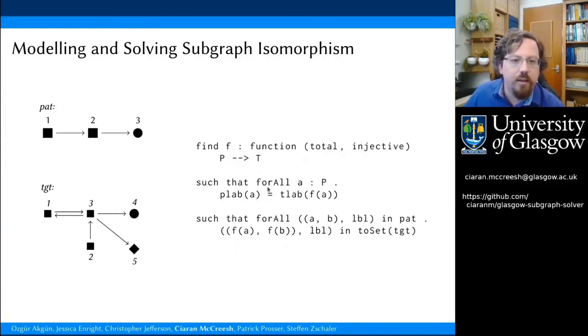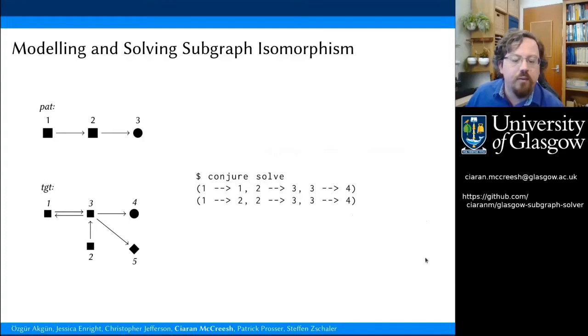And then we're looking to find a mapping, so a function, which is total, so every vertex has to be mapped. And it needs to be injective, so we can't use the same vertex twice, from the pattern graph to the target graph, such that labels are respected, and such that for every edge with a label in the pattern graph, the corresponding edge with the correct label is present inside the target graph. And we can solve this, and we find there are two solutions to this particular instance. So we can go 1, 3, 4, or we can go 2, 3, 4, like that.